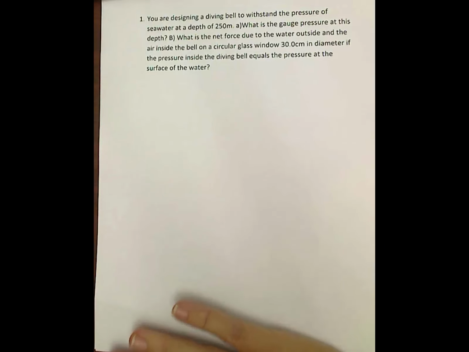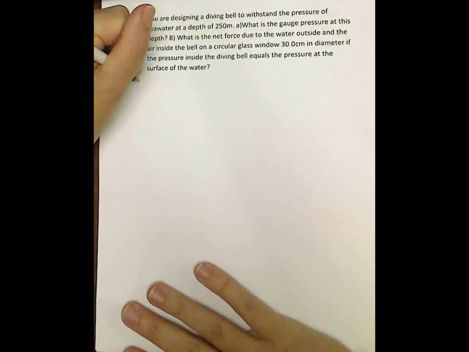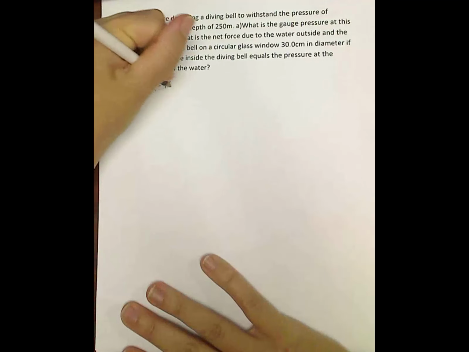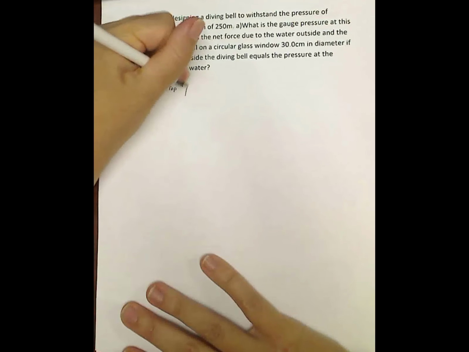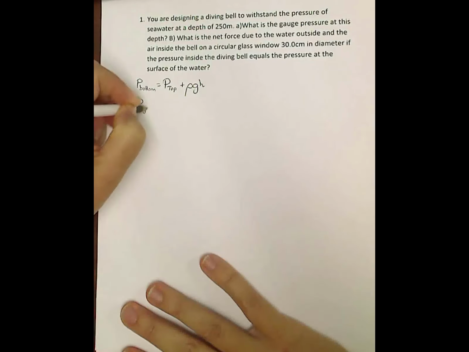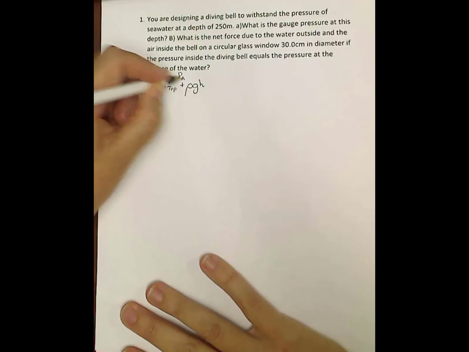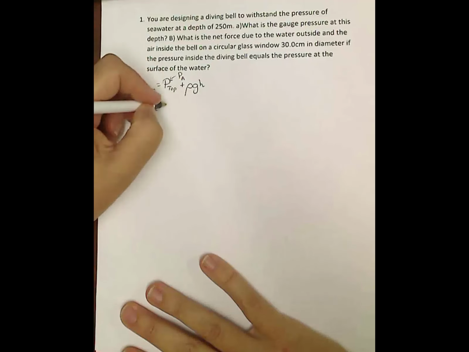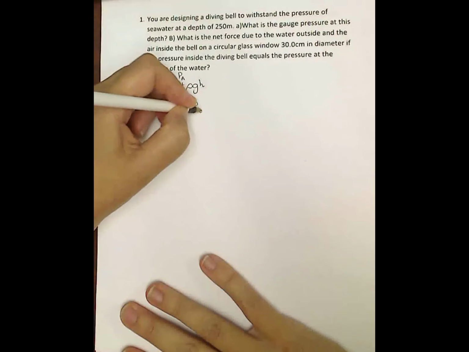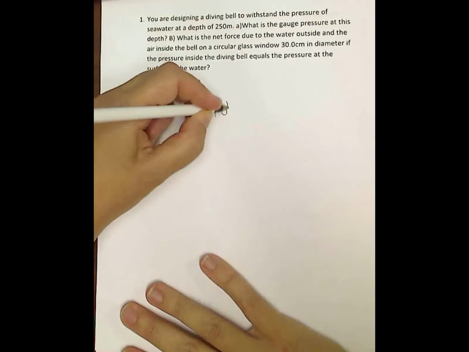Okay, so first of all, let's talk about the gauge pressure. What we know is that the pressure at the bottom is equal to the pressure at the top of the water, which is atmospheric pressure, plus rho g h. In this case, the gauge pressure is equal to the pressure at the bottom minus the pressure at the top, which is just rho g h.